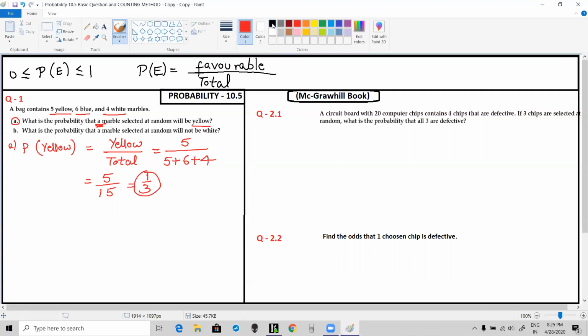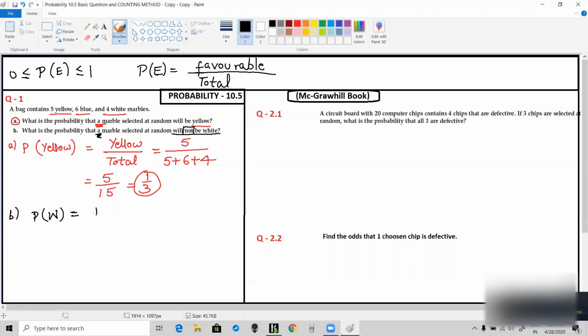The second part of the question talks about what is the probability that a marble, so again we are choosing one marble, will not be white. So when it says not, that means I want everything except white. So probability of not white, you can just simply write like this. But for now, first I will find the probability of white, which is white marbles 4 divided by total marbles 15.